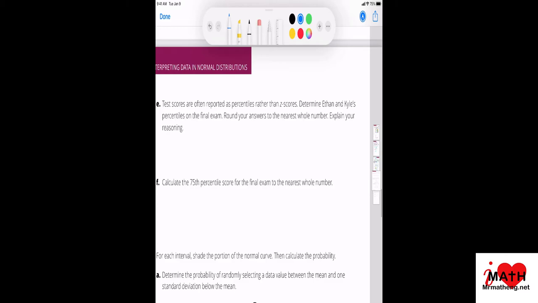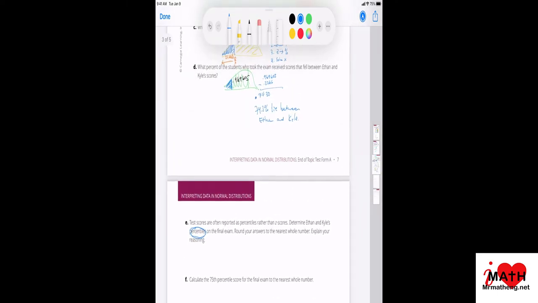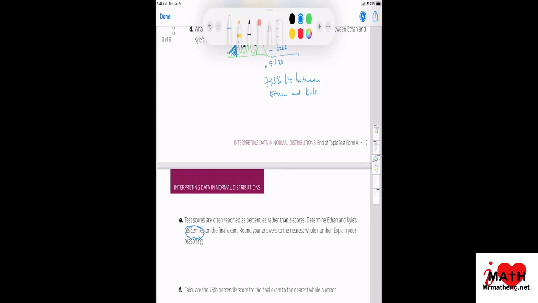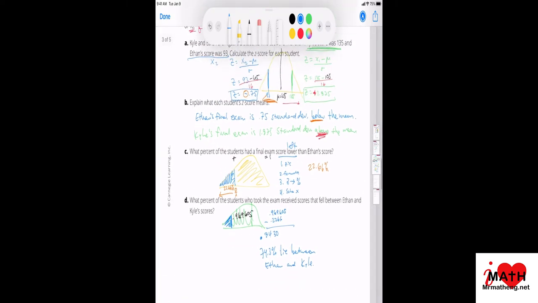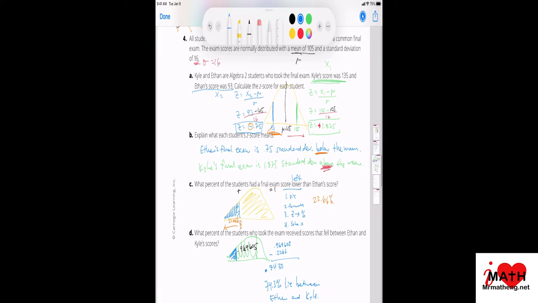Test scores are often reported as percentiles rather than z-scores. Determine Ethan and Kyle's percentiles on the final exam. Okay, so they want a percentile. And if you go up here, let's keep their color coding here. Kyle's in green.